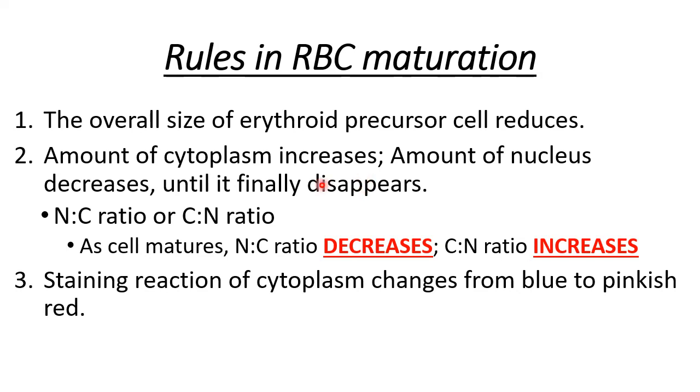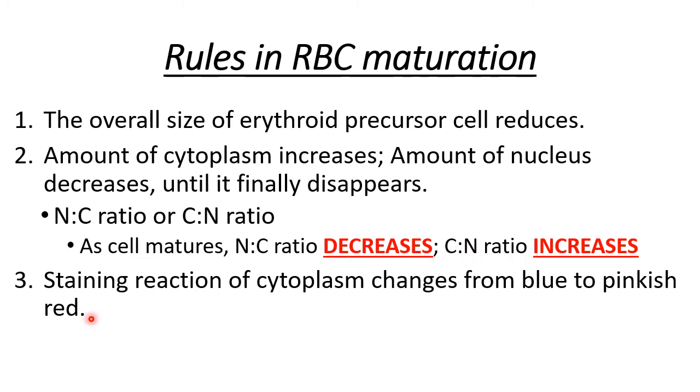And ang amount of cytoplasm and nucleus can be done by taking its ratio. Meron tayong tinatawag na NC ratio or in other books, CN ratio. C means the cytoplasm, N is the nucleus. As cell matures, NC ratio decreases, di ba? Dahil ang nucleus will decrease until it finally disappears. And then CN ratio increases naman dahil yung amount of cytoplasm kailangan mag-increase. Okay? Depende yan sa question kung NC ratio ba or CN ratio ang tinatanong.